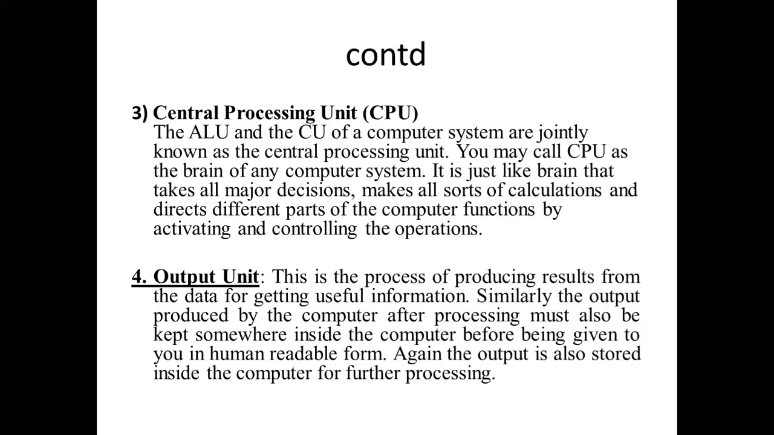Central processing unit is divided into two submodules, ALU and CU. ALU, we know, is responsible for arithmetic, logic, and comparison. Control unit controls or supervises all the operations going on there. Whereas CPU is the module that is a combination of two modules, ALU and CU. It is just like a brain that takes all the major decisions. It makes all calculations. So everything should be done by the central processing unit.